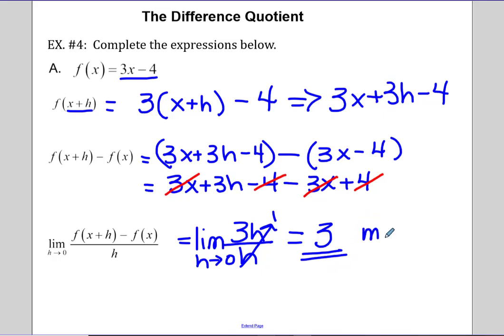And this is the slope of the tangent line. But isn't this the slope of a line? So you can kind of verify the rate of change along any linear function is just the slope of the line itself. And in this case it's 3, and we proved it with calculus.